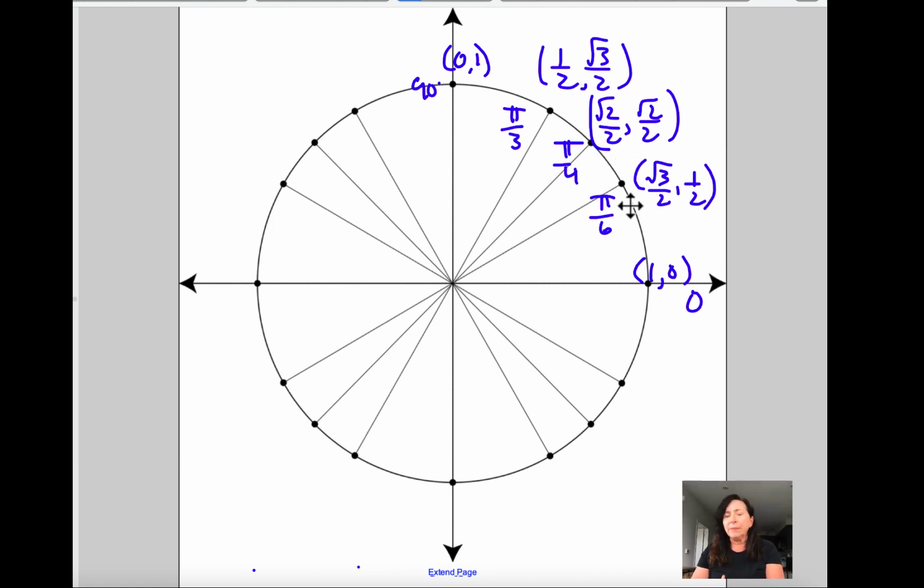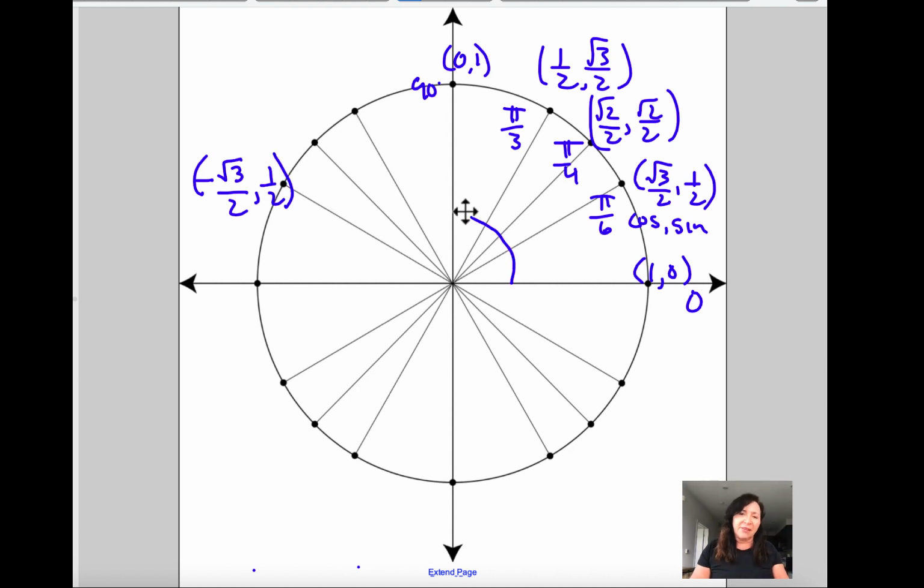Once you know that first quadrant, every other quadrant has exactly the same base numbers, just the signs are different. So if you go towards the left, all of these would be the same values except for the cosine values, which is the first. Remember, it goes cosine, comma, and then sine. The cosine values would be negative in this quadrant.